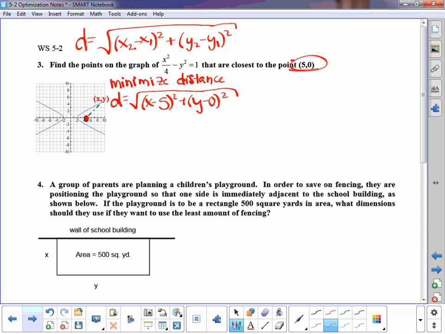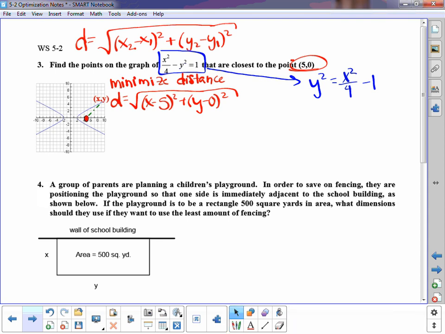Okay, so I see that I have both x and y. What other formula or equation can I use to help get rid of one of those variables? The equation that they gave us, right? That graph. And conveniently, that has a y squared within it. So I'm going to go ahead and rewrite this. So y squared would be x squared over 4 minus 1. Now you could get that together as one fraction, but it's really not necessary.